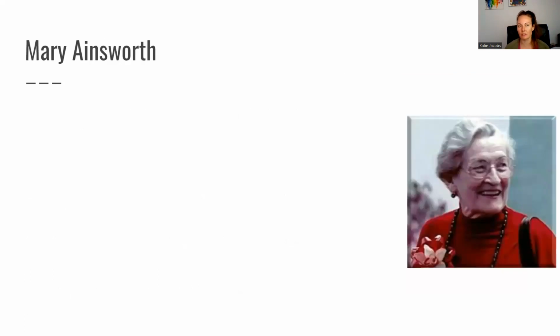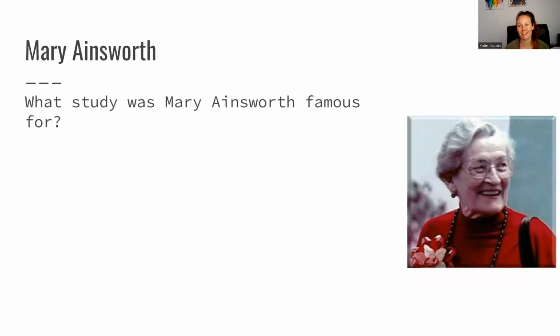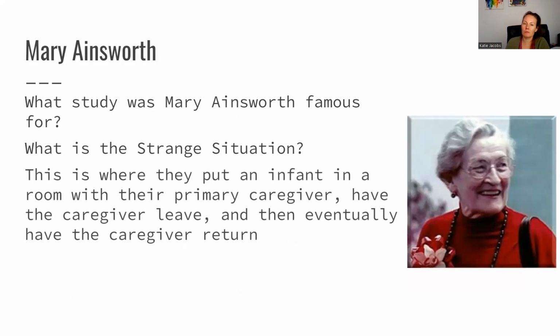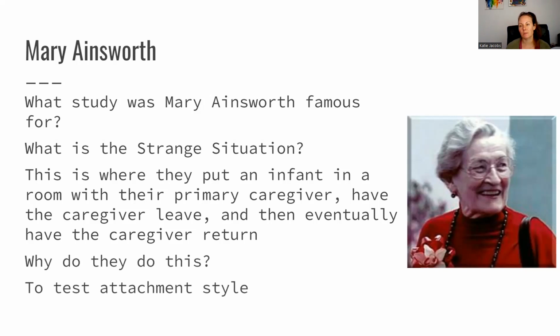And then clear-cut attachment, where they have an attachment style, which is separate. Because attachment style or attachment types came from Mary Ainsworth, I kind of spoiled that question for y'all, but she was famous for the strange situation, which helped get us attachment types. So what was the strange situation? This is where they put an infant in a room with their primary caregiver, have the caregiver leave, and eventually have the caregiver return. And so during this, they look at what the reactions of the children are when the caregiver leaves, what they do when they're gone, and what they do when they return. And that can put them into their different attachment styles.